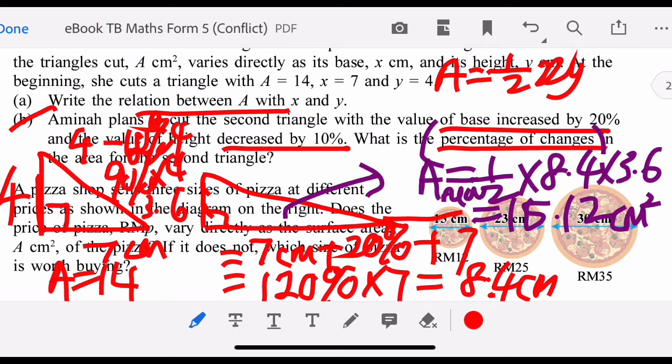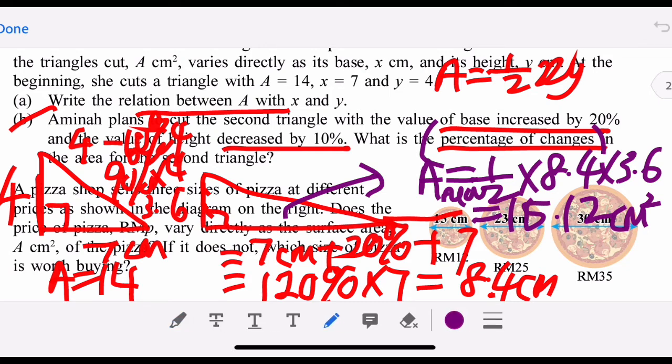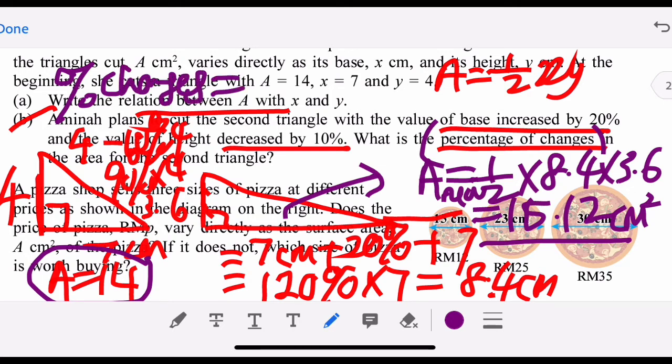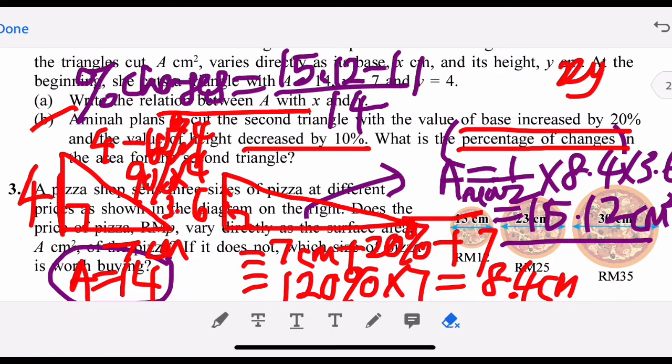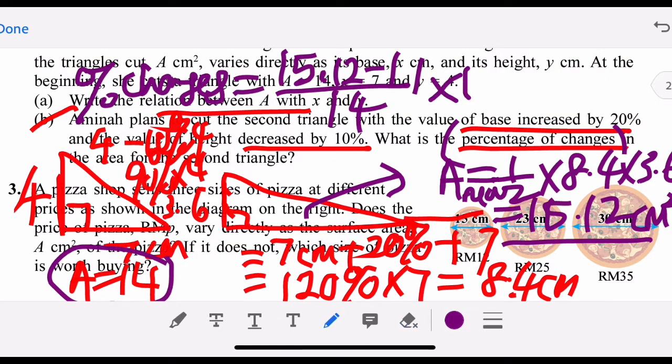They want the changes. So we have to show how it changed from the 14, which is the original one, then to the new one. So the percentage of the changes you can find using the new one minus the original one over the original one times 100%. So the answer is minus 11 over 14 times 100.